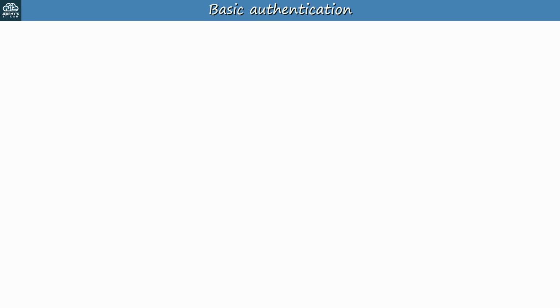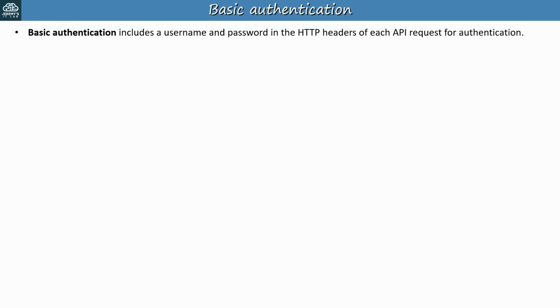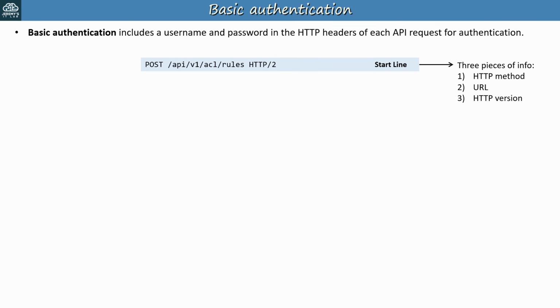We'll start with basic authentication, which authenticates using a username and password in the HTTP headers of each API request. Before we dive deeper into basic authentication, let's break down the structure of an HTTP message so you can see where authentication fits in. It begins with what's called the start line, which includes 3 pieces of information: the HTTP method, which is POST in this case, the URL, which is API/v1/ACL/rules, and the HTTP version, which is 2 in this case.